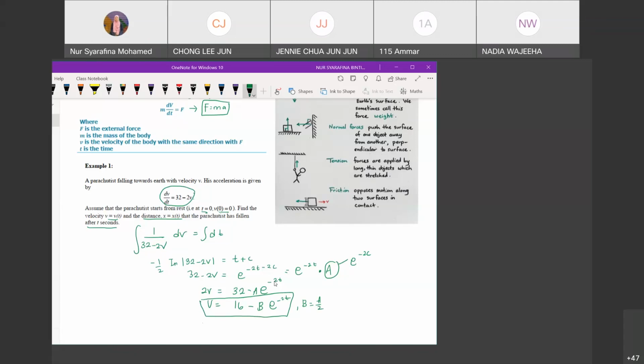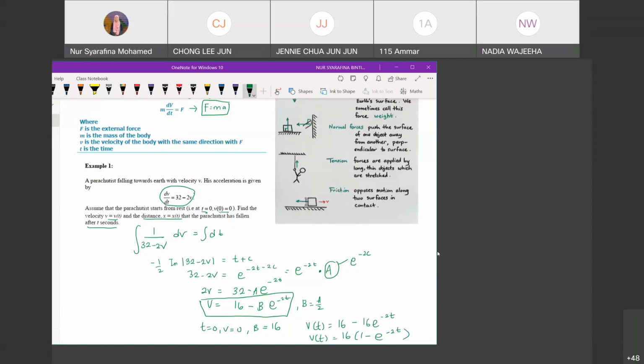All right, so applying the initial condition, when t equals 0, v equals 0, then you get b equals 16. And then your v(t) equals 16 minus 16 exponent minus 2t, which gives you 16 times (1 minus exponent minus 2t). All right? So now this is your v.